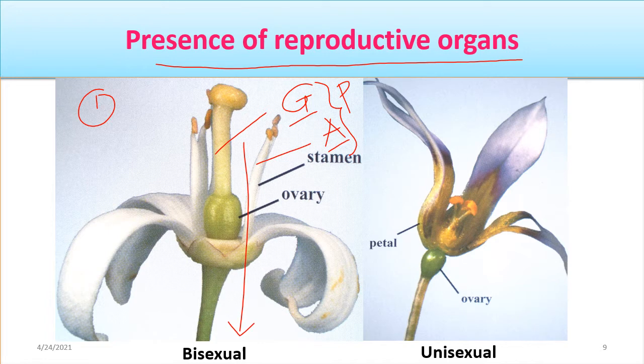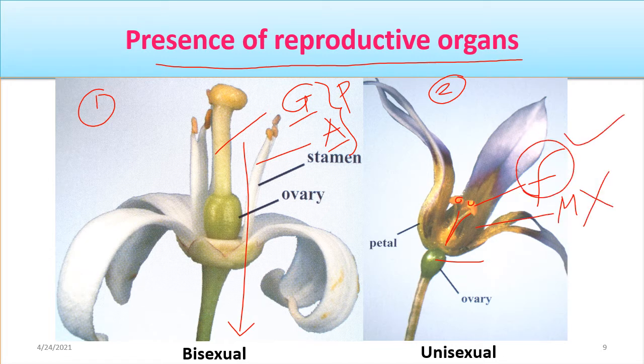But if you look at the second picture, here the ovary is there, these are styles, and here you can see the stigma. This female part is there, but where is the male part? It is absent. As only the female part is present, this is a female flower and this is called unisexual.